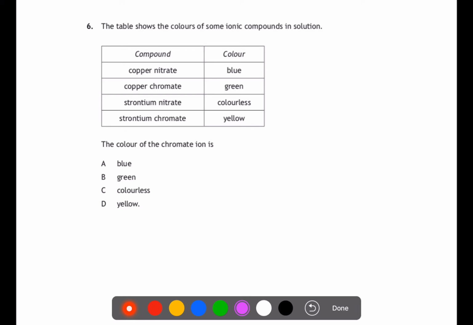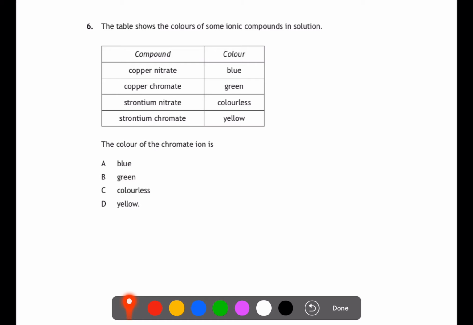Question 6. The table shows the colours of some ionic compounds when they're in solution. So this is a problem-solving question, and we are looking for the colour of the chromate ion. So we have 2 compounds which have the chromate ion in, and we need to use the other information to help us. If we look at strontium nitrate, it is colourless. This means that both ions within strontium nitrate have no colour. When we now look at strontium chromate, we know that strontium has no colour, so the yellow colour must be coming from the chromate ion.